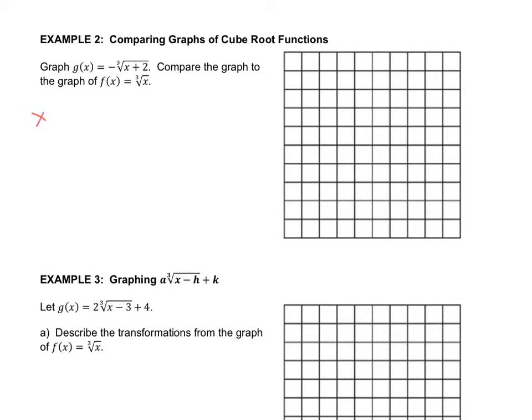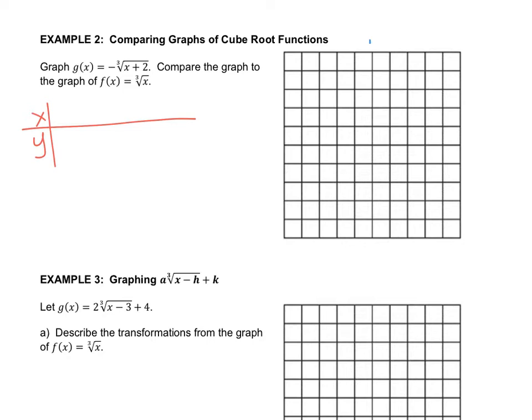And just like with our square root table, we want to pick numbers that are going to give me friendly integers. So I want to think of friendly cubes, perfect cubes. So over on the side, I'm going to make a list of perfect cubes. So 1 cubed is 1.